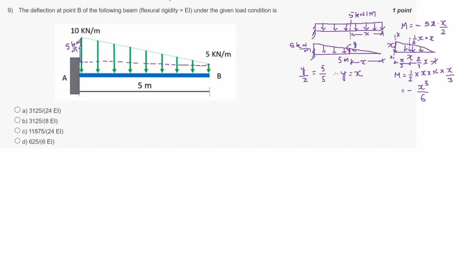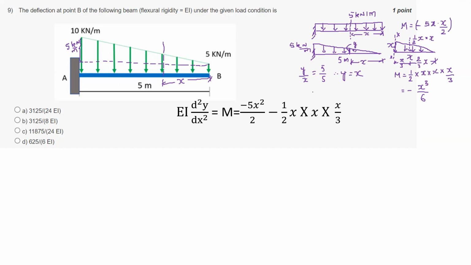When we consider the total trapezoidal load at a distance x, we have a combination of these two, that is minus 5x square by 2 and minus x cube by 6. So you can see this is Macaulay's equation: first due to UDL, minus 5x square by 2, and due to UVL, x cube by 6. This is the equation of bending moment. Then we will integrate it. Just remember Macaulay's method.